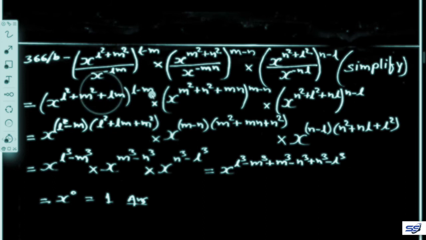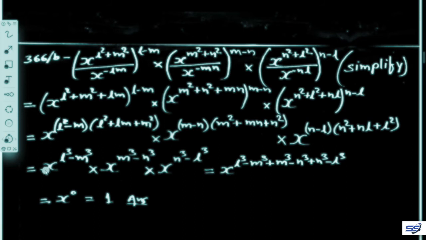Now these powers shall be multiplied: x power l minus m into l square plus lm plus m square, into x power m minus n into m square plus mn plus n square, into x power n minus l into n square plus nl plus l square. Now this is the expanded form of the formula, that is l cube minus m cube. We can also say a cube minus b cube; this is the expanded form of a cube minus b cube. So we should always write it in concise, simple, basic form.